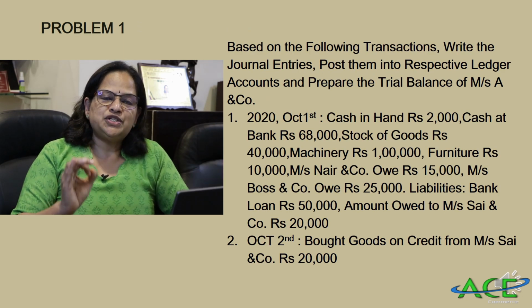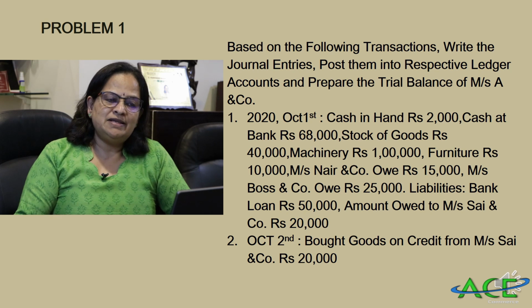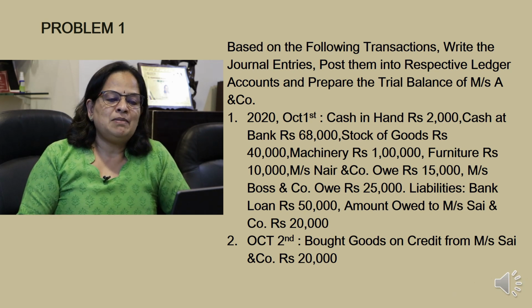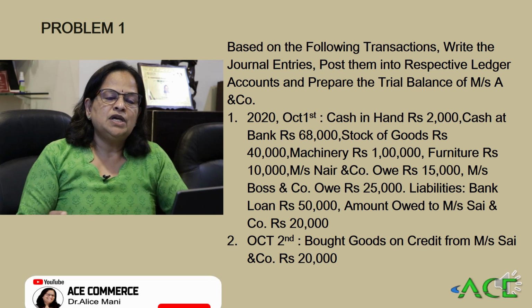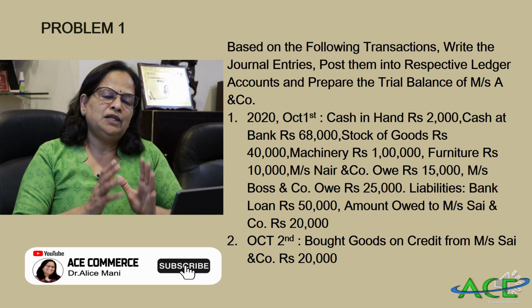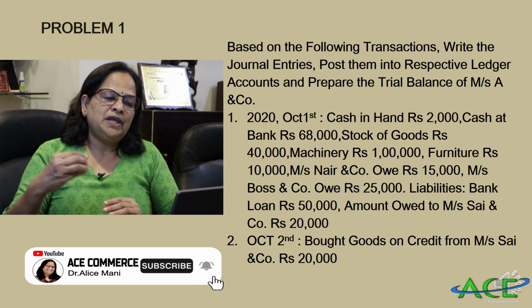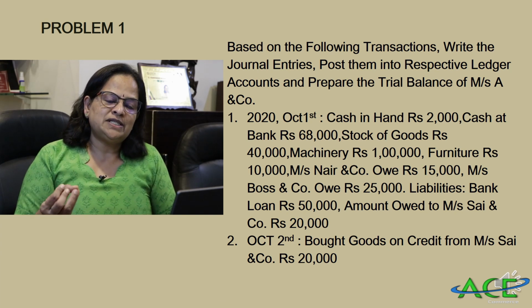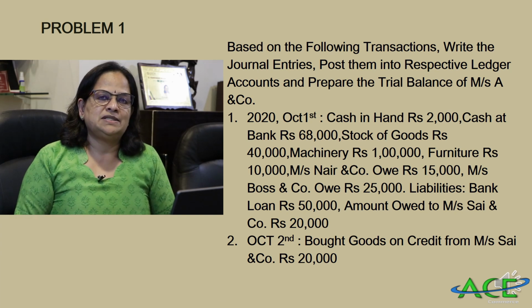I will read the problem. Based on the following transactions, write the journal entries, post them into respective ledger accounts and prepare the trial balance of Messrs. A and Company. In this module I am going to explain the problem and the journal entries. The next module will be the various ledger accounts and the trial balance.